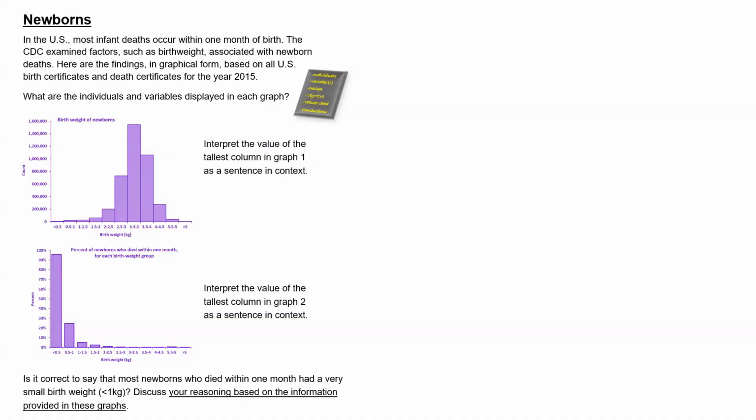Newborns. We have population data because the information provided is based on birth and death certificates. So for every event in the US in the year 2015, we have two graphs. So let's look at each one of them and make sure we understand them.